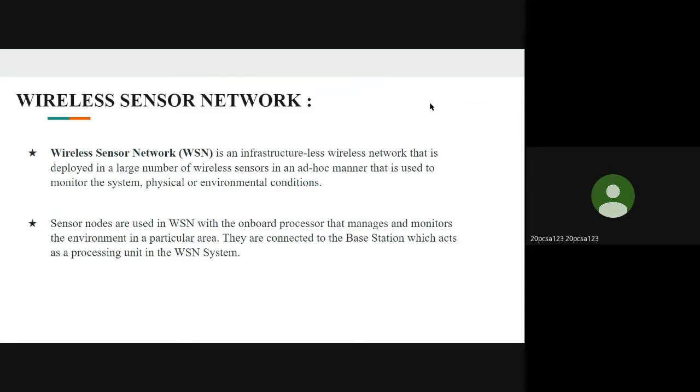Now we are going to talk about what a wireless sensor network is and what it does. A wireless sensor network is an infrastructure-less wireless network that is deployed with a large number of wireless sensors in an ad hoc manner that is used to monitor the system's physical and environmental conditions. The sensor nodes used in a wireless sensor network have onboard processing that manages and monitors the environment in a particular area. They are connected to the base station, which acts as a processing unit in the wireless sensor network system. This is about wireless sensor networks.